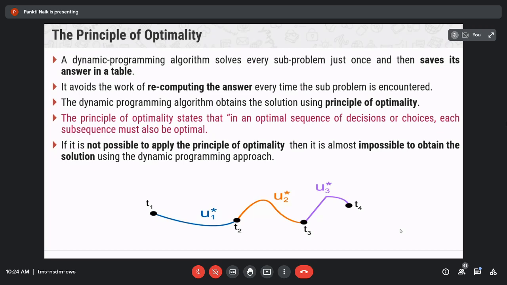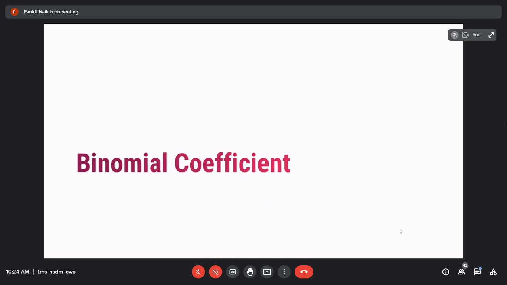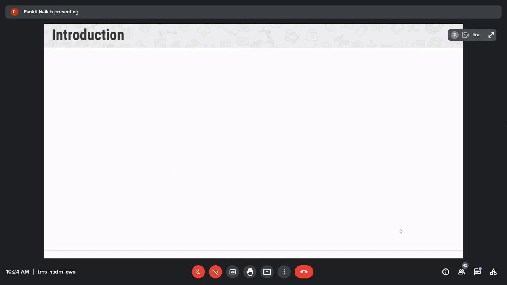Now store the answer of each and every sub problem in one table. So whenever in future computation the same sub problem appears, you can use that table. No need to compute the sub problem again. And then find the optimal solution for the given problem. So the first problem that we can solve using dynamic programming is calculating the binomial coefficient.